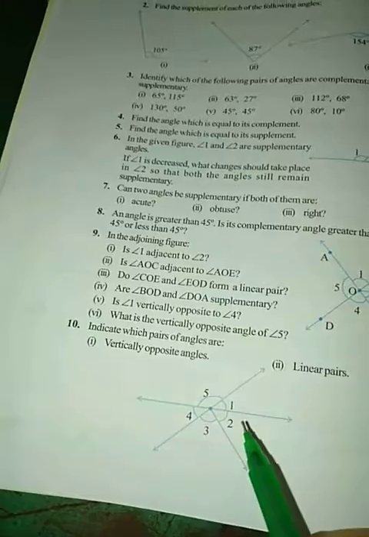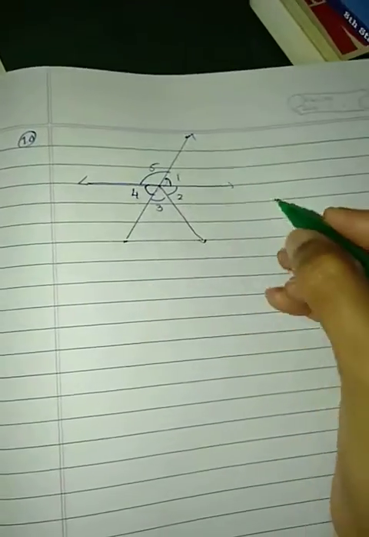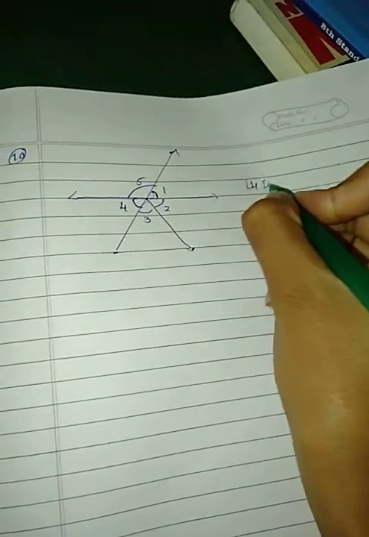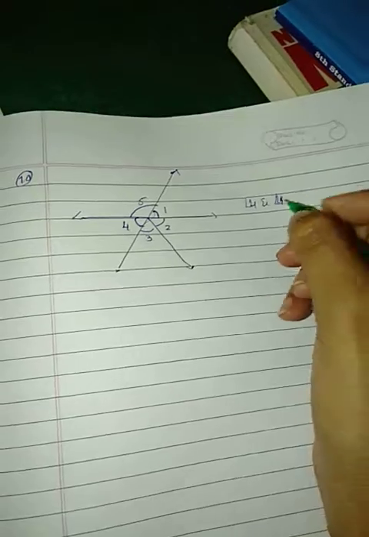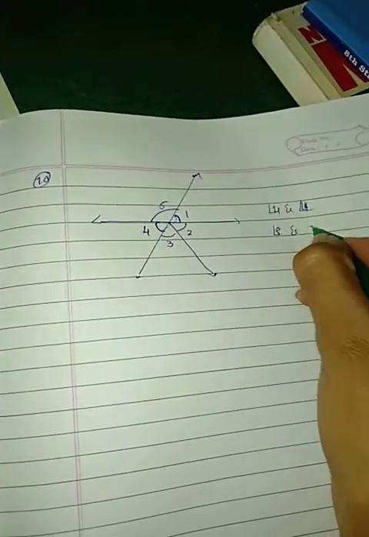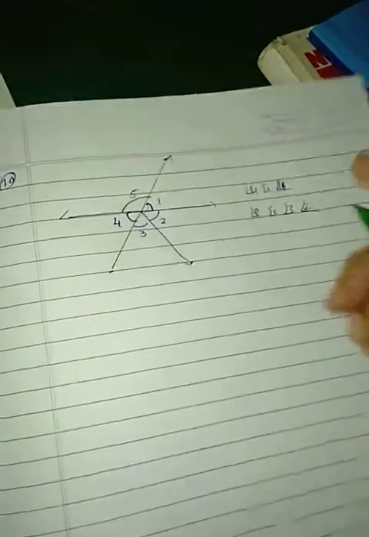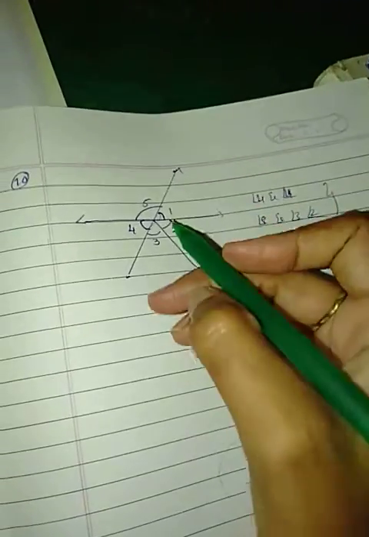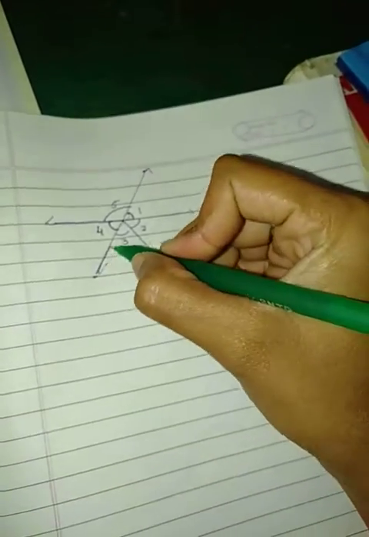And linear pair. The linear pair, we know that this is one straight line. Here the angles are 4 and 5. Another straight line is this one. Here the angles are 1 and 5. So the vertically opposite angles are first 4 and 1, and another one is 5 and 3, 2. These are vertically opposite.